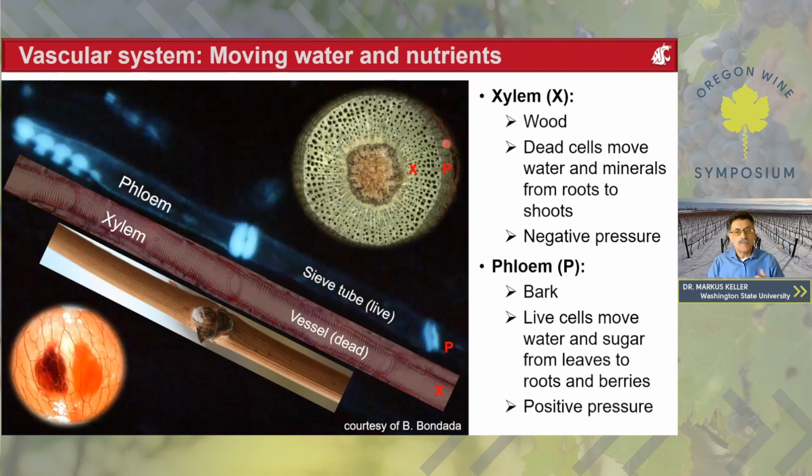The phloem, on the other hand, which often runs in the opposite direction, is under positive pressure. So the leaves pressurize the phloem and then push water and nutrients down or over into those different other plant parts. So xylem and phloem, I will be mentioning them throughout this presentation.